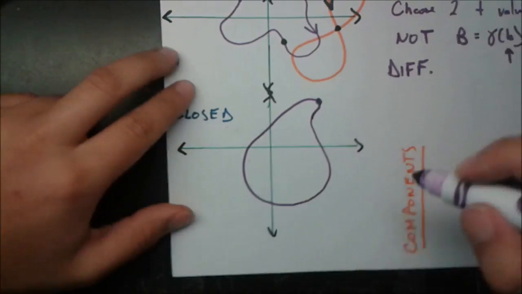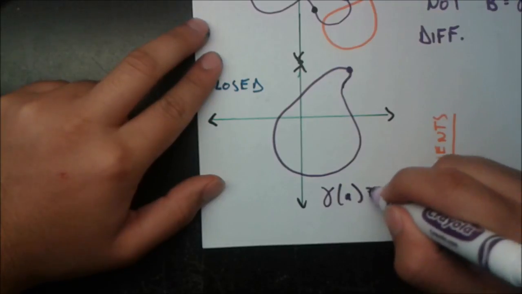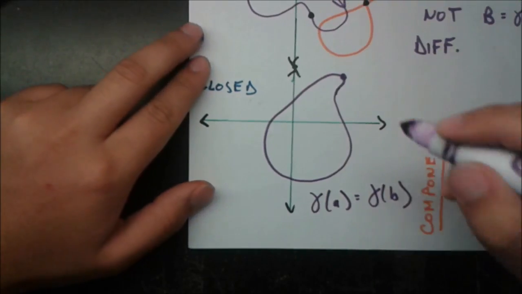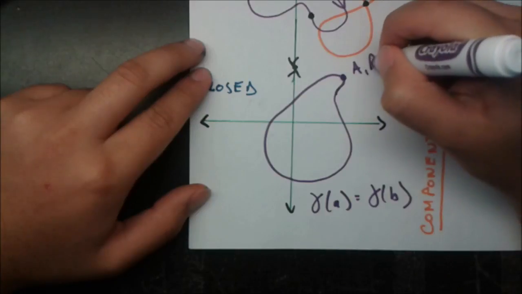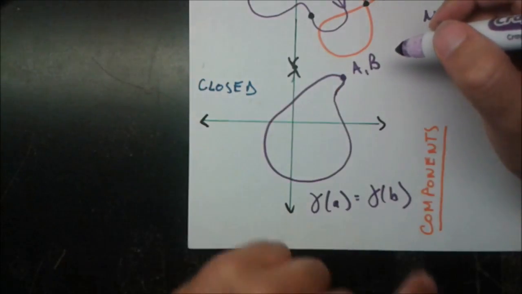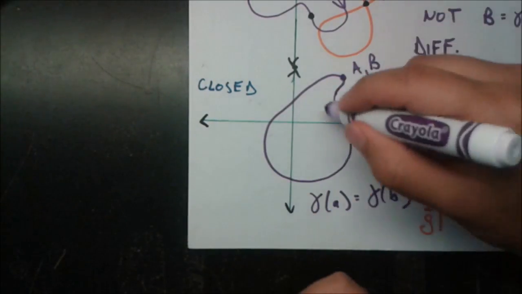And the thing that defines a closed curve is this: gamma of A equals gamma of B, which means that the starting point and end point must be the same. So this is both our starting point and end point. And our direction of travel is, let's say, this way.